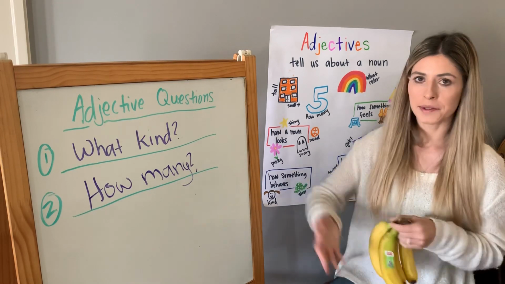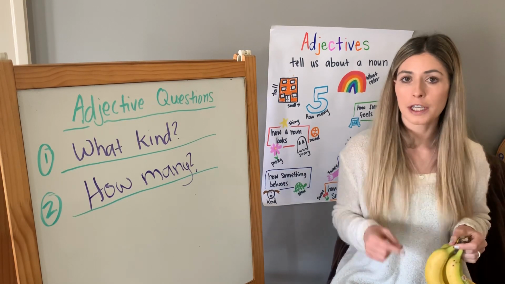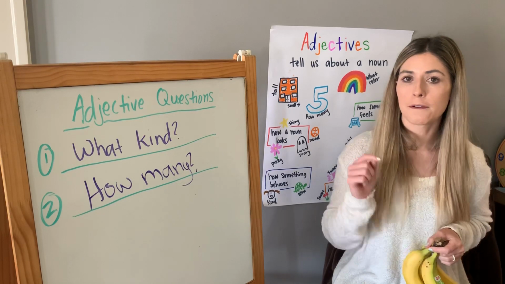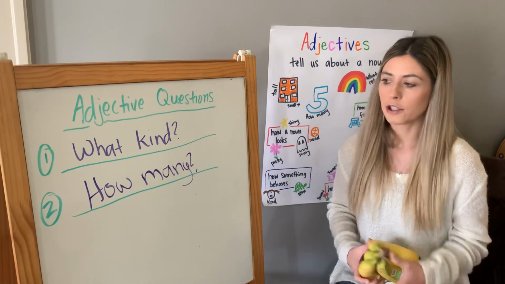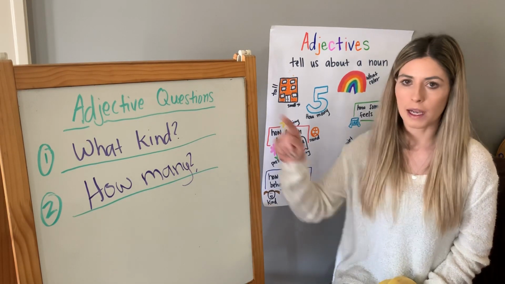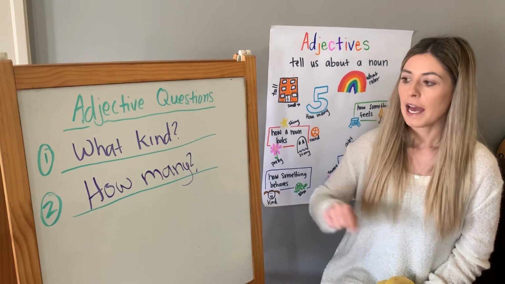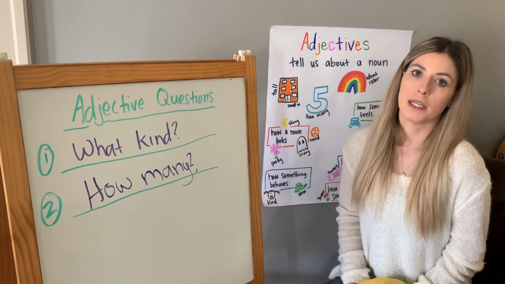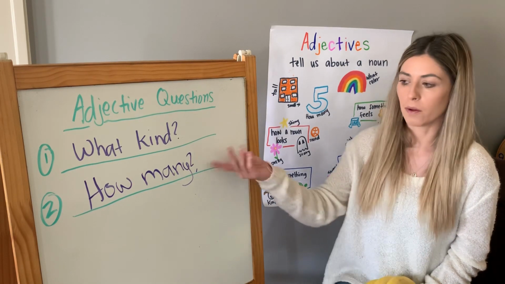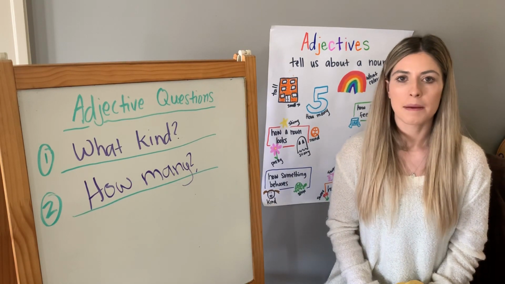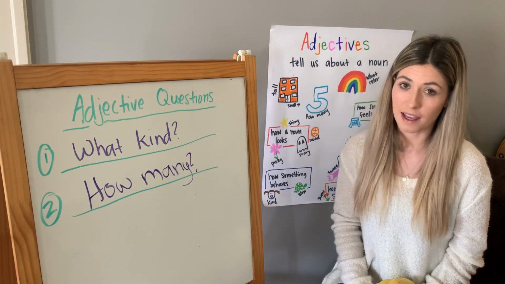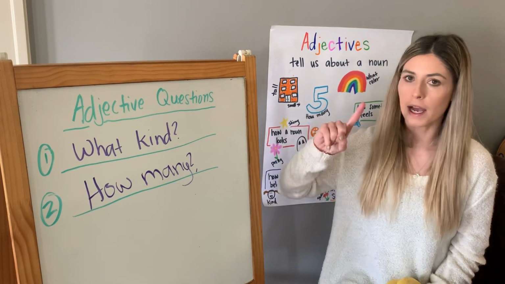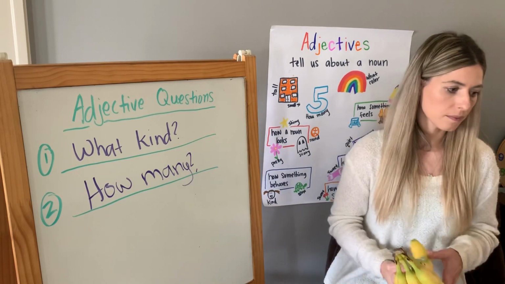So, when you see sentences and you're looking for adjectives, I want you to find the nouns and then ask yourself, what kind? What kind of person, place, or thing? And then I also want you to ask yourself, how many? How many people, how many places, how many things? So ask yourself what kind and how many.